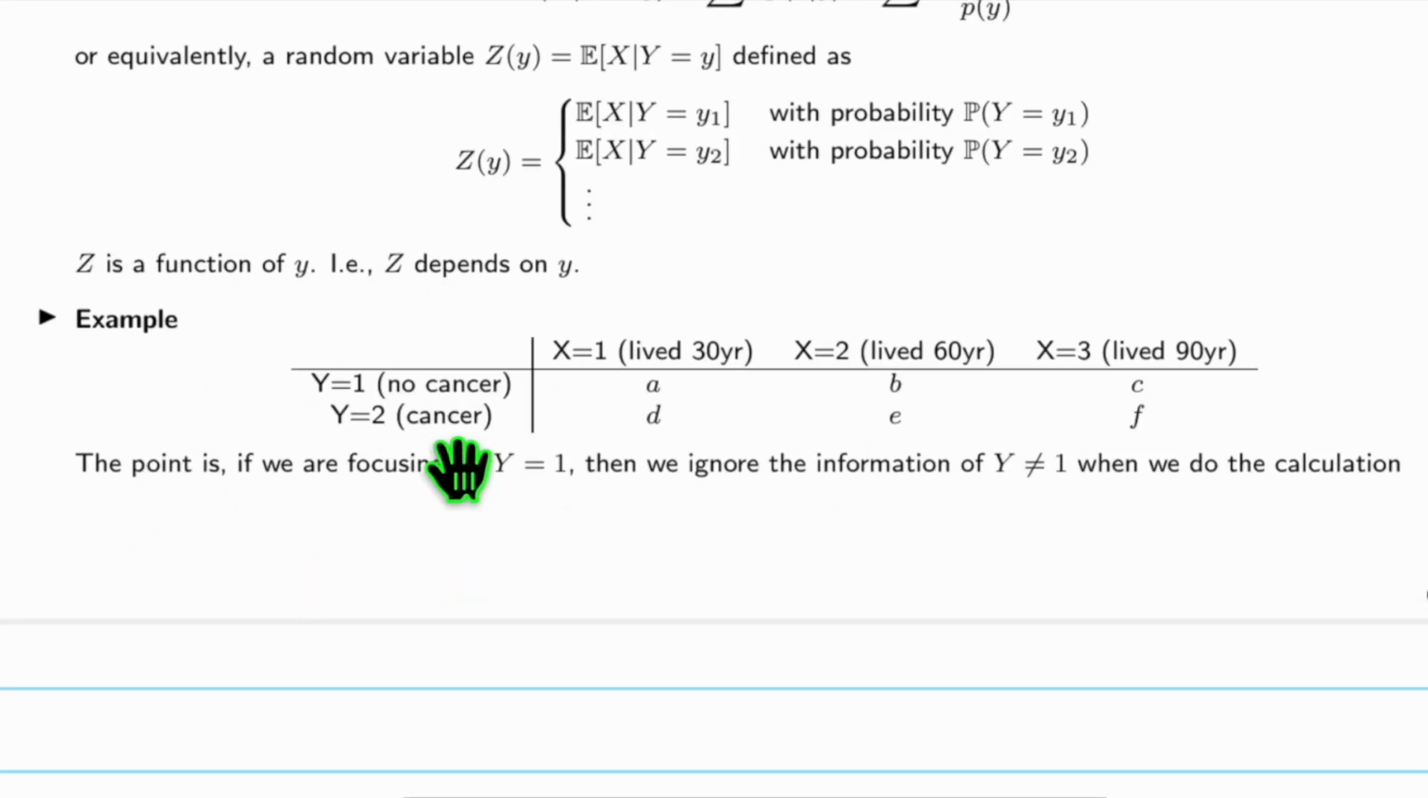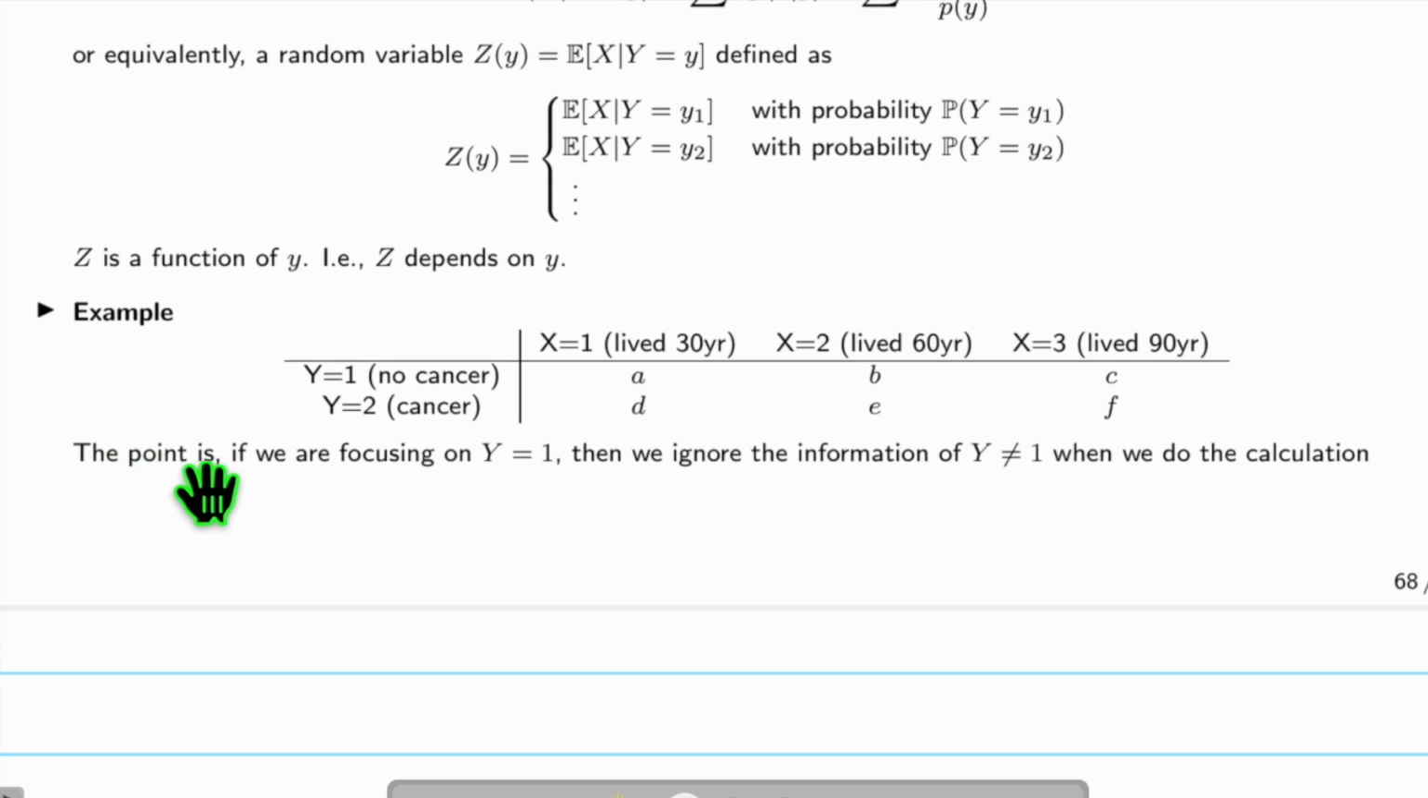Here is an example. Suppose I have two random variables x and y, where x is the life expectancy, and y is the random variable about whether or not they have cancer, okay? And these a, b, c, d, e, f are the joint probabilities between x and y. The point is, if we are now focusing on y is 1, what does it mean? We are talking about the expected value of the life expectancy when there's no cancer. So that means the information d, e, f has nothing to do with what we care about. So in this case, we will ignore d, e, f.